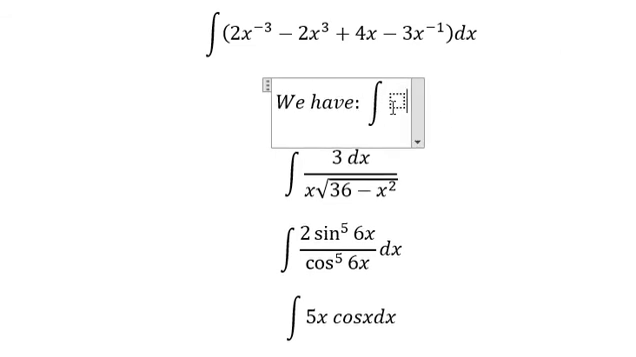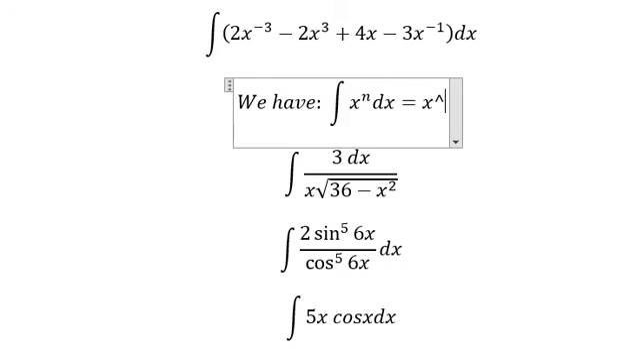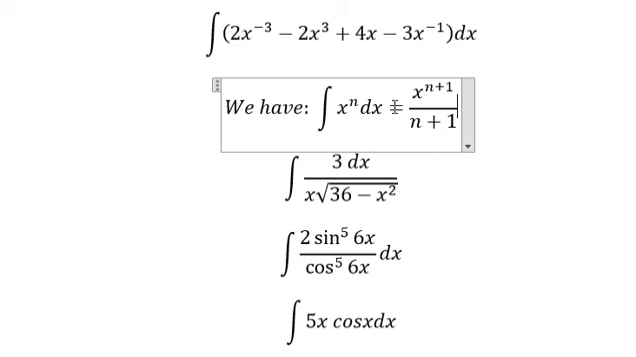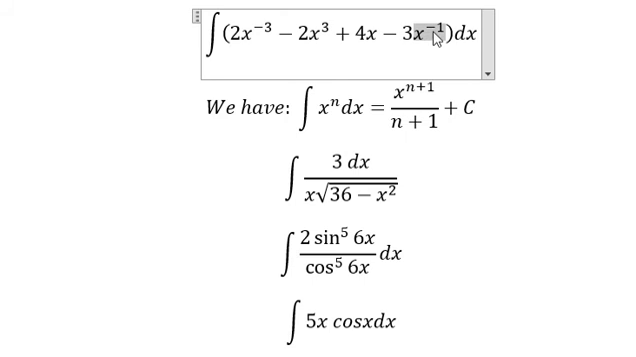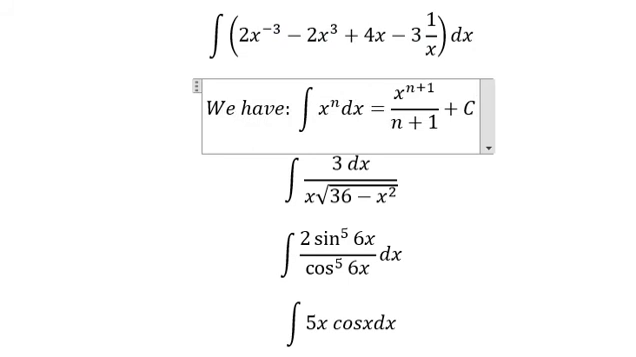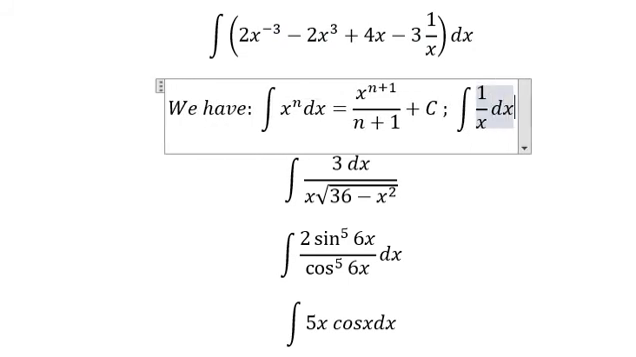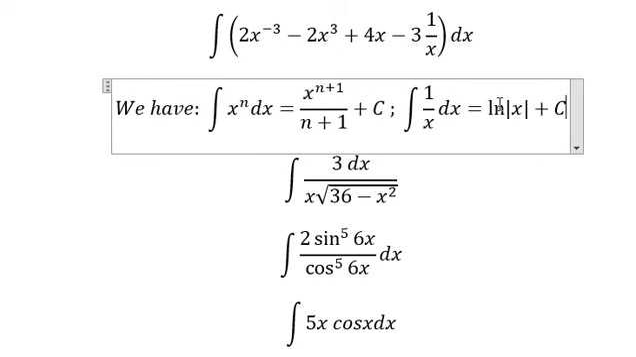That is the integral of s to the power of n dx. We get s to the power of n plus 1 over n plus 1, and we put plus c in here. So we will apply this formula, except for this one, s to the power of negative 1, which is 1 over s. So the second formula, the integral of 1 over s dx, gives ln of the absolute value of s plus c. So we will apply two formulas in here.